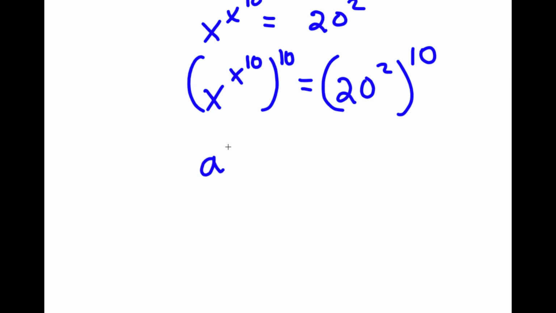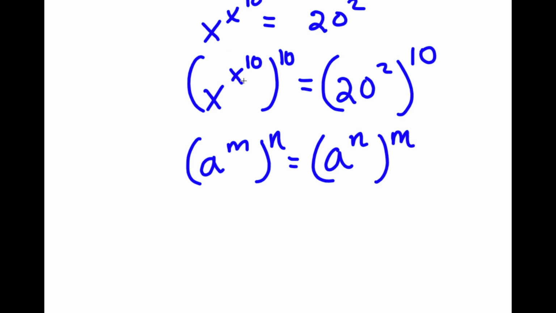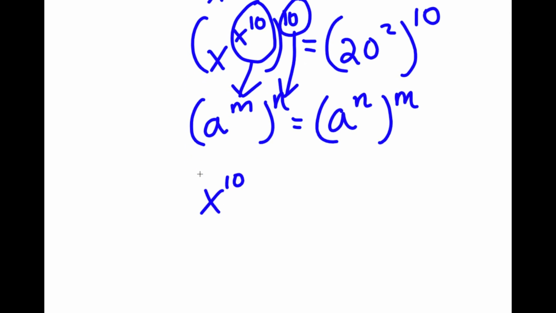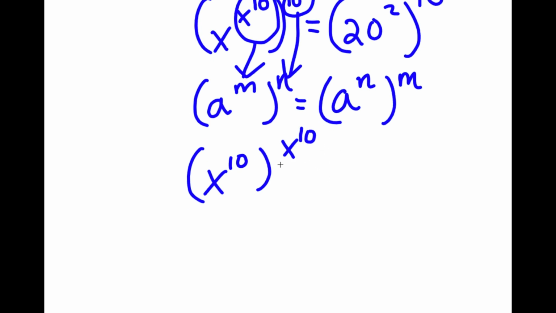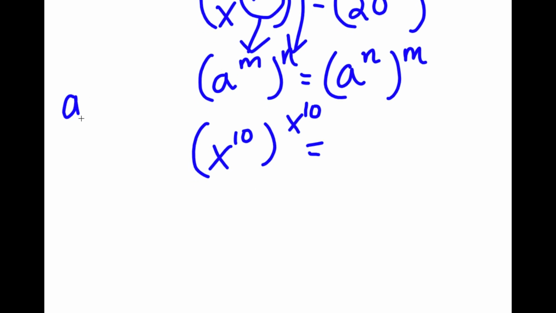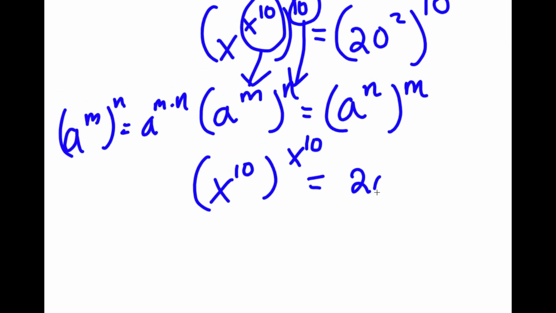Now, if I have something in the form a to the power of m to the power of n, this is the same thing as a to the power of n to the power of m. So in this case, we can think of x to the power of 10 as m and 10 as n, and I can switch these two places. So now I have x to the power of 10 to the power of x to the power of 10. And also, if I have something in the form a to the power of m to the power of n, this is equal to a to the power of m times n. So this is the same thing as 20 to the power of 2 times 10, which is 20.